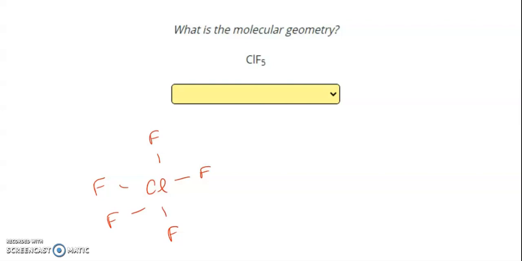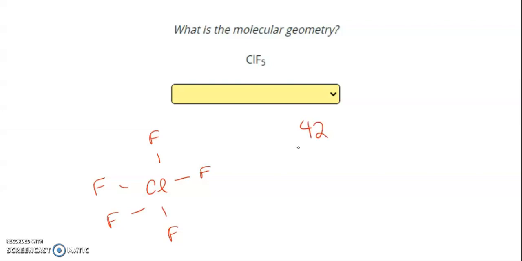I've started with a skeleton here, and then I'm going to add in the rest of my valence electrons. So I have to count up how many valence electrons I have total to distribute. Each of these atoms has 7 valence electrons, and I've got chlorine, and then 5 fluorines. So altogether, that's 6 atoms times 7 valence electrons. So I've got 42 total valence electrons to distribute.